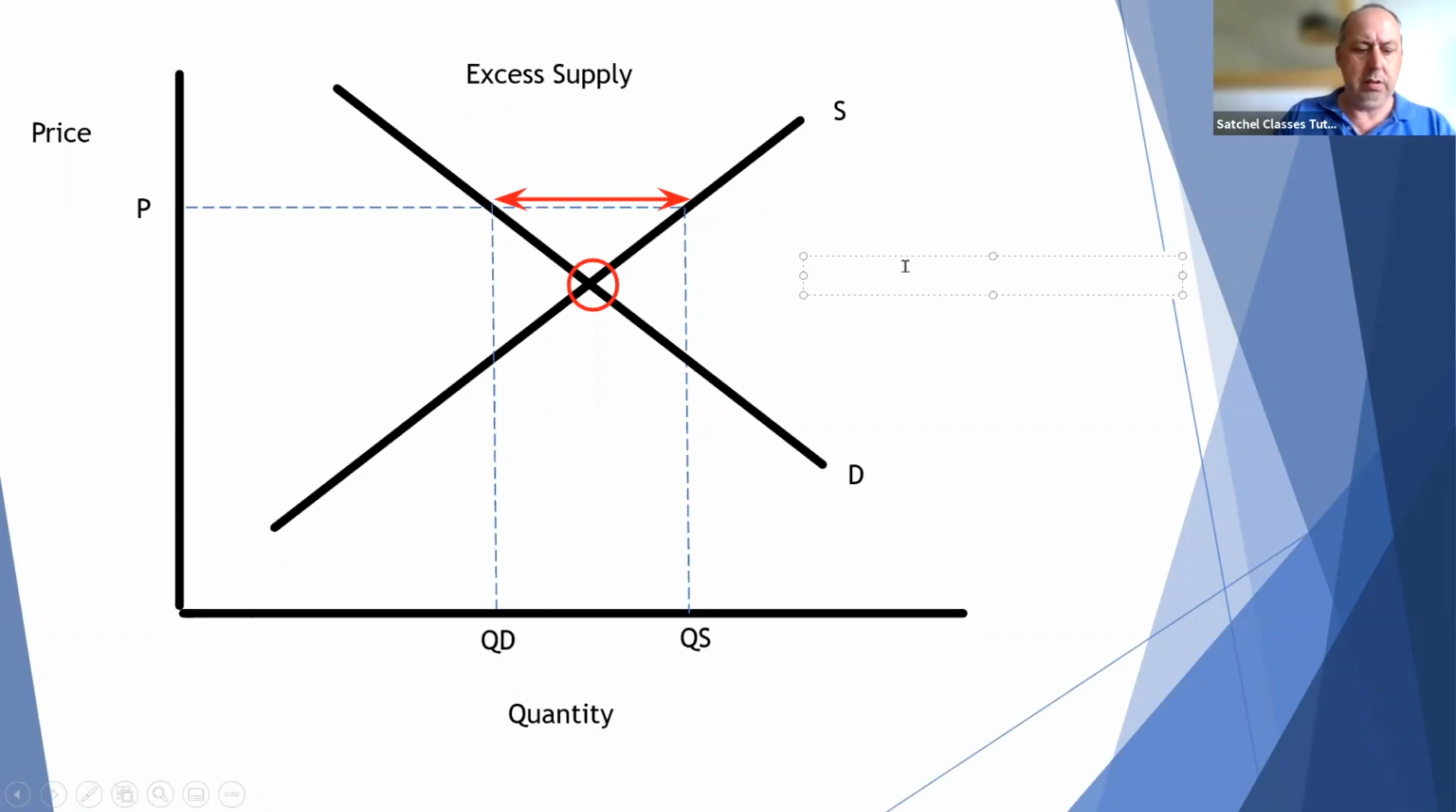So QS minus QD equals our excess supply. So we're going to have product remaining on the shelf if the price is higher than the equilibrium price.